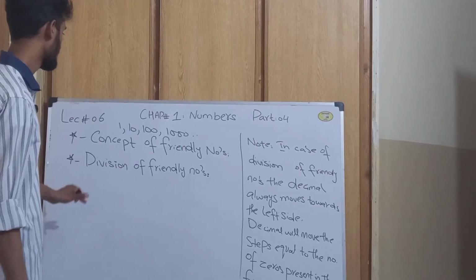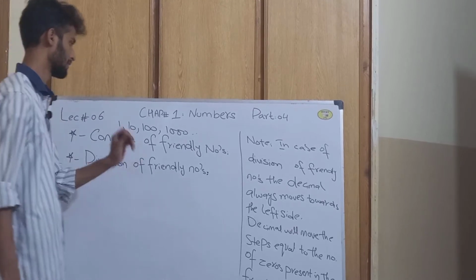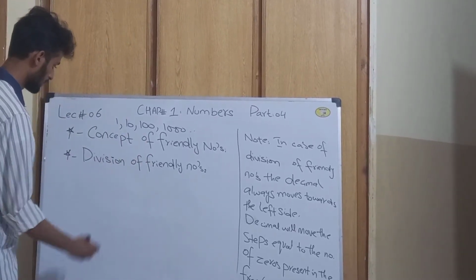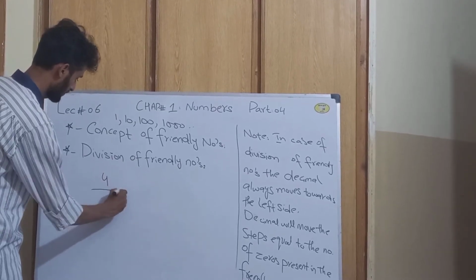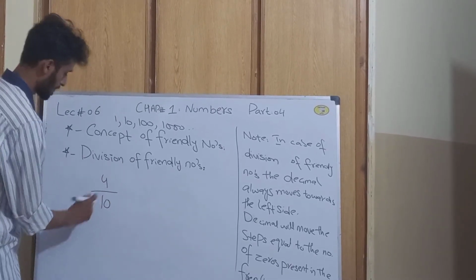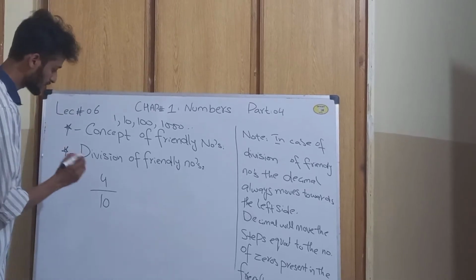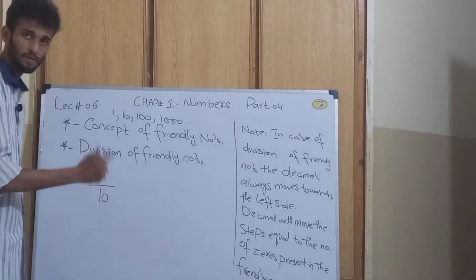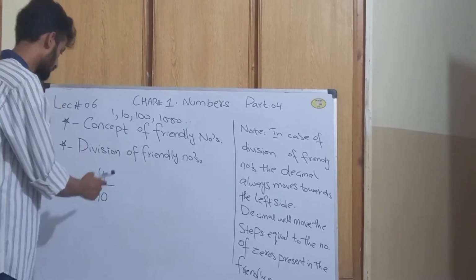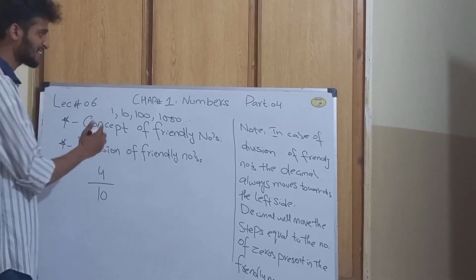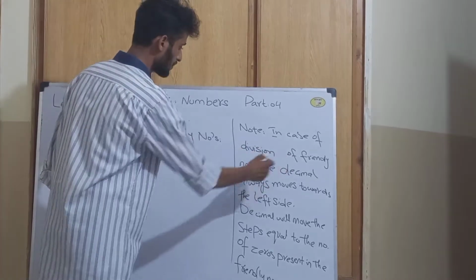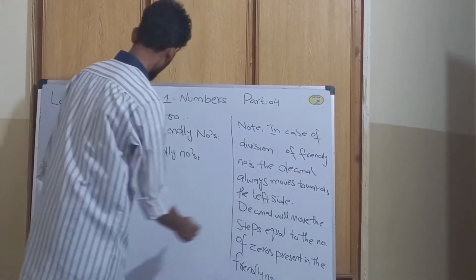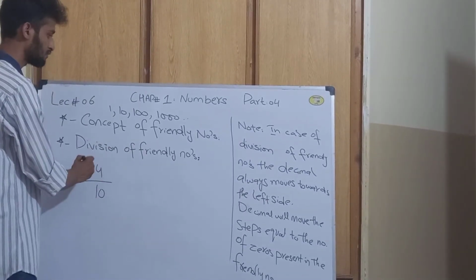We start the second part, which is the division of friendly numbers. So let's understand it by an example. 4 divided by 10. Here in this friendly number only 1 zero is present. So the decimal will move 1 step towards the left side. In case of division of friendly numbers, the decimal always moves towards the left side.